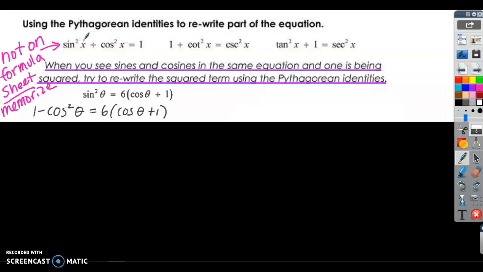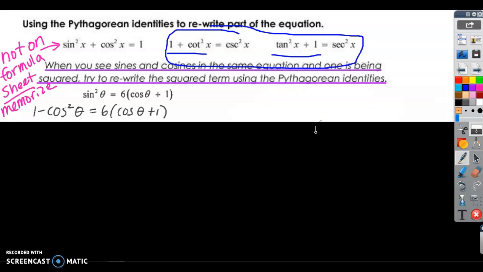So mostly people remember that sine squared plus cosine squared equals 1, and we've been over that numerous times. However, these two are less used but are very useful. And the way I remember them is that the tangents and the cotangents go with the 1. So 1 plus cotangent squared is cosecant squared, and then tangent squared plus 1 equals secant squared.